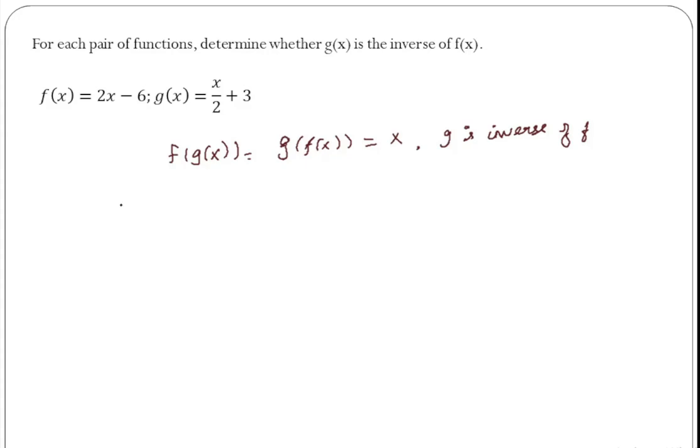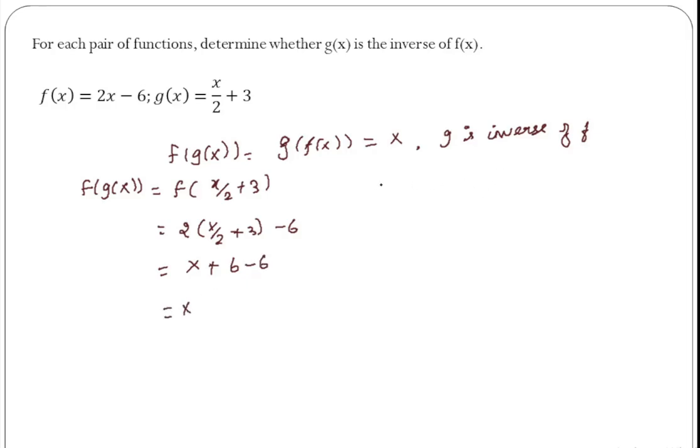Okay. Now let's start with the problem to check. f of g of x. First we have to write the g of x, and f is 2x minus 6. Here x is x by 2 plus 3. Then 2x by 2 means x, and 2 3s are 6, minus 6 equal to x.